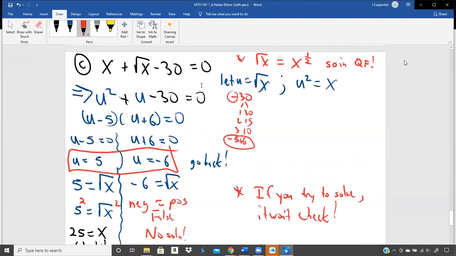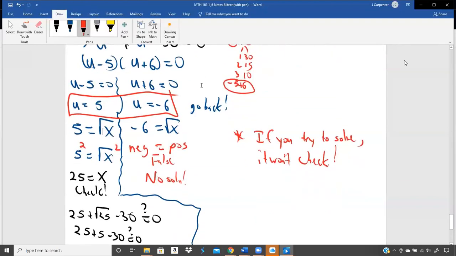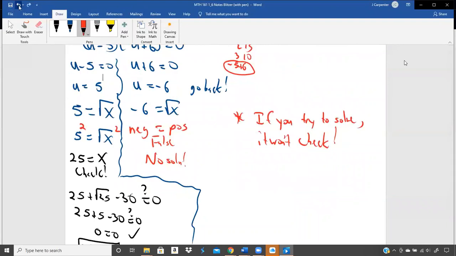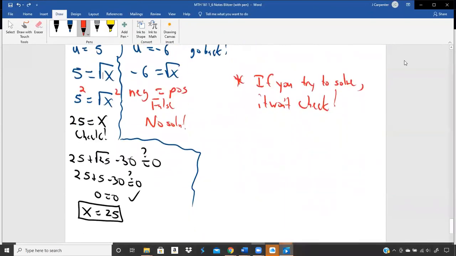Now, if you're not checking your solutions when you're supposed to, you might say 36 and 25 are the solutions. And then my math lab is going to mark you wrong, and you're going to be upset. And in terms of a test, if you point it out, I can give partial credit, but definitely not full credit.